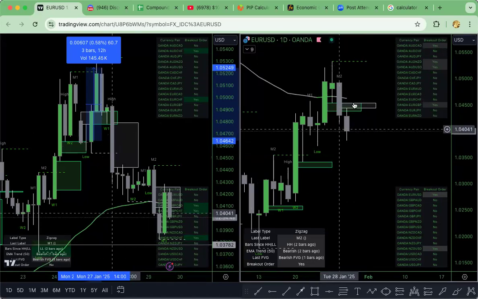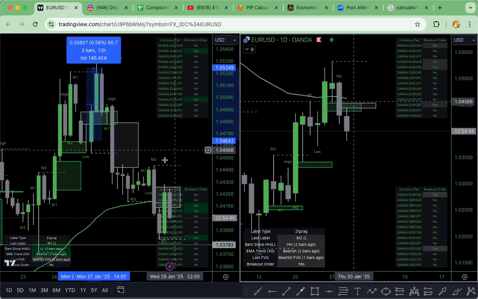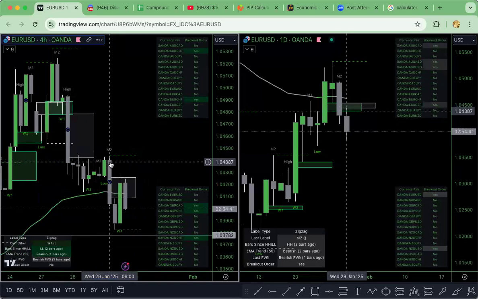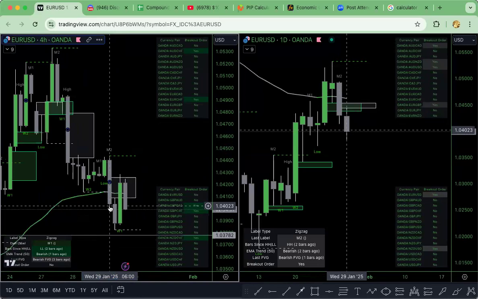So what can we see now on Euro USD? It broke back through the other way. And when it broke back through, if I'm lying, I'm flying, people. Look, it broke through. Come on, the Wednesday. M2 entry. What do we see price doing the opposite way?